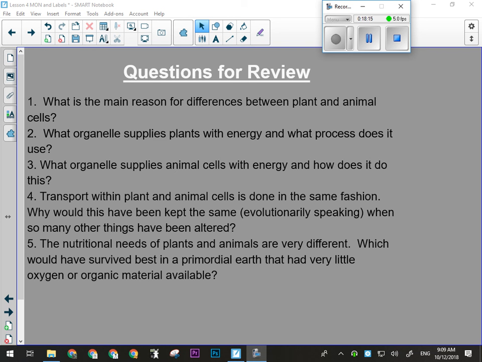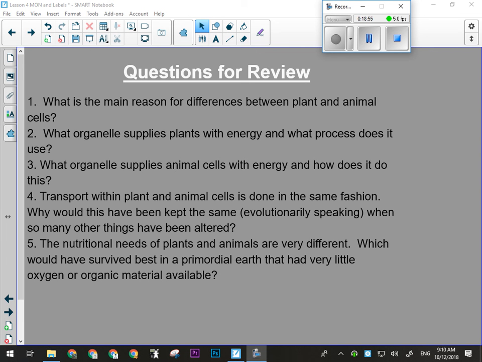Okay. All right, for number 4 here, transport within plant and animal cells is done in the same fashion. That is, they use the same processes, which we'll go over next week. Okay, why would this be kept the same, evolutionarily speaking, for like a billion years, when so many other things have been altered? The only reason a process would hang around is because it works. Very simply, from an evolutionary perspective, having something better come along is rare. If this process works, that means basically that no better way to transport materials has come along in all that time.